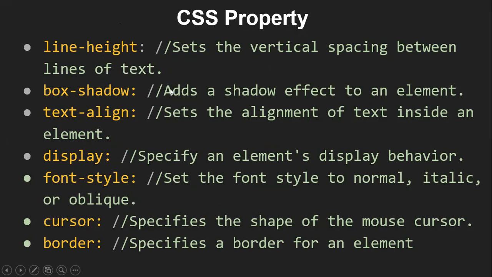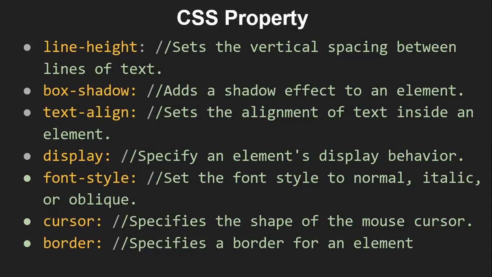Box shadow. This adds a shadow effect to an element. Text align. It sets the alignment of text inside an element. Then also we have display, which specifies an element's display behavior. It can be display block, inline, or inline block. The font style, which sets the fonts to either normal, italic, or oblique. Then cursor, which specifies the shape of the mouse cursor.